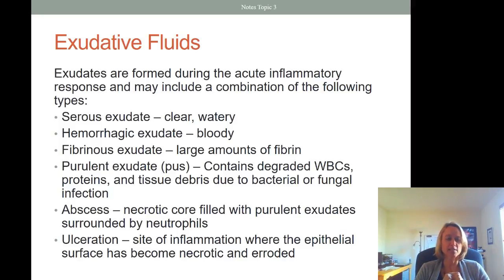An abscess is a necrotic core filled with that purulent exudate, surrounded by neutrophils. And an ulceration is a site where the epithelial surface has become necrotic and eroded.